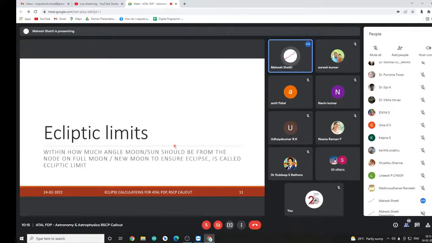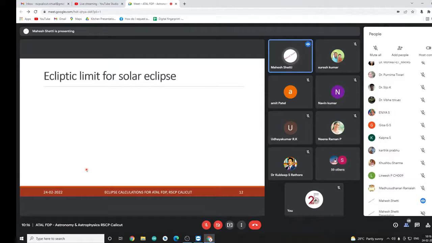Now we talk about the ecliptic limits. So what are the ecliptic limits? Within how much angle the moon or sun should be from the node on a full moon or new moon day to ensure an eclipse is called the ecliptic limit. We have already seen that not every full moon day or new moon day the eclipse is going to take place. Only if the sun is near the node and it happens to be a new moon day or a full moon day, then an eclipse will take place. But now the question is, close to the node means how close is that close? How much closer should it come? So that is what we will be calculating here.